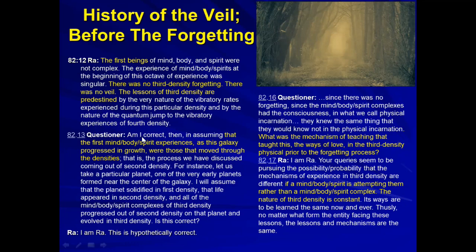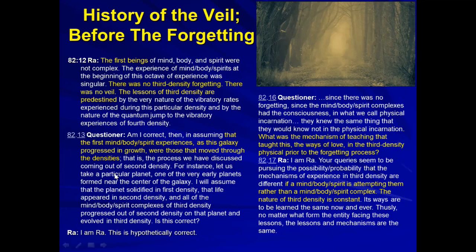Then Don starts asking, well, am I correct then in assuming that the first mind-body-spirit experiences as this galaxy progressed in growth were those that moved through the densities, that is, the process we have discussed coming out of second density? Again, the octaves or the seven levels, right? The seven notes in an octave, the seven colors in a rainbow. That's what we're referring to here, back to some other presentations. Remember, second density is the density of animal and plant life.